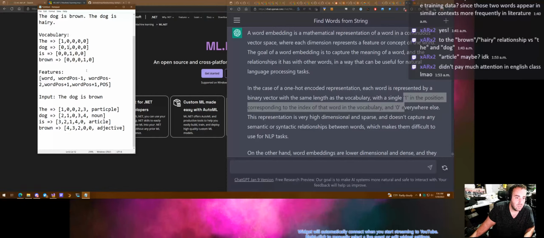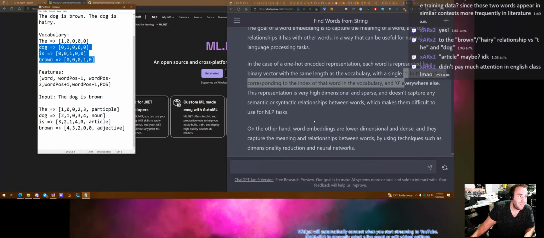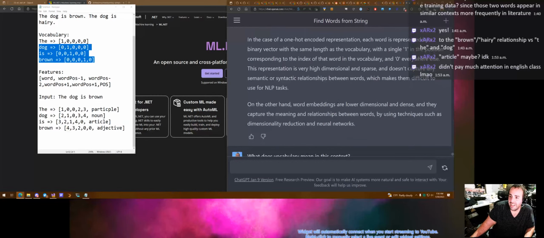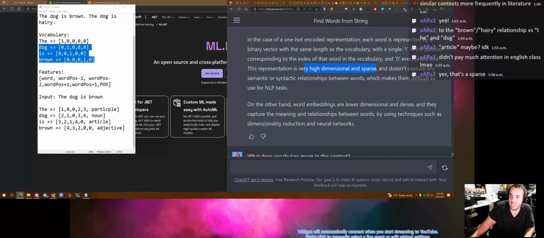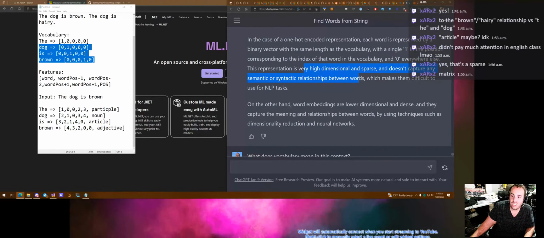So I think that's what this means, right? This would be a sparse matrix, a set of matrices. I don't know. I should go read a math book or something. But the representation is very high dimensional and sparse, and doesn't capture any semantic or syntactic relationships between words, which makes it difficult to use for NLP tasks.